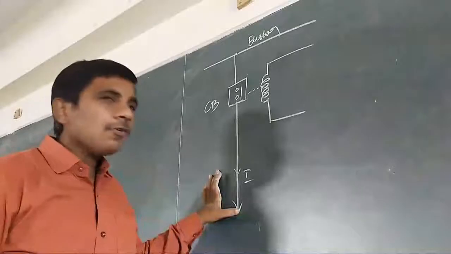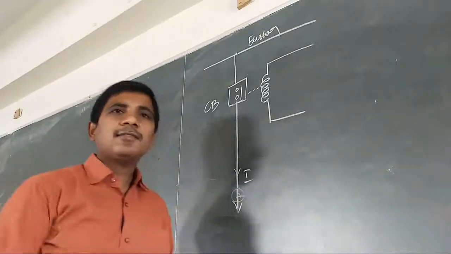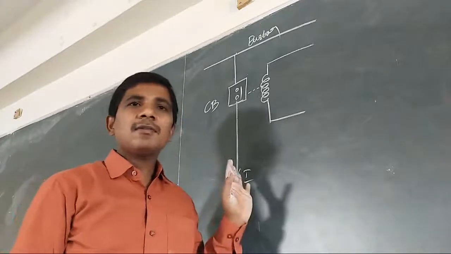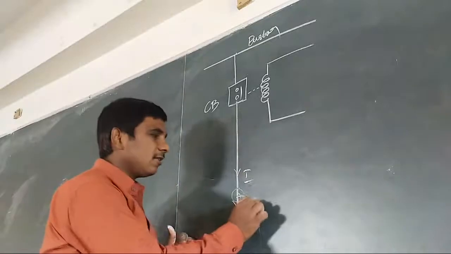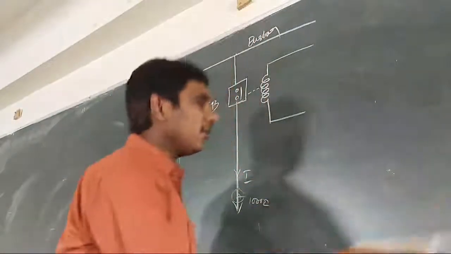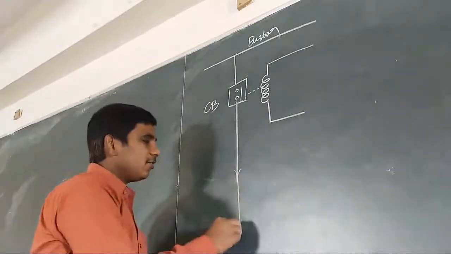If any fault occurs, how do we detect the fault? By taking an ammeter, we can detect a fault. But an ammeter is suitable only up to 20 amps or 30 amps. For larger currents, like 1000 amps, we can't go for an ammeter. Hence, to measure the larger currents, we are using a CT.